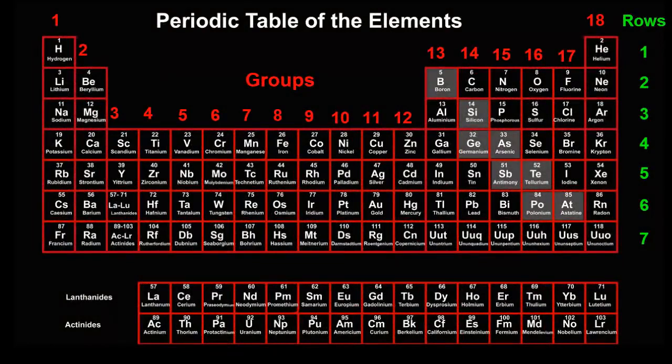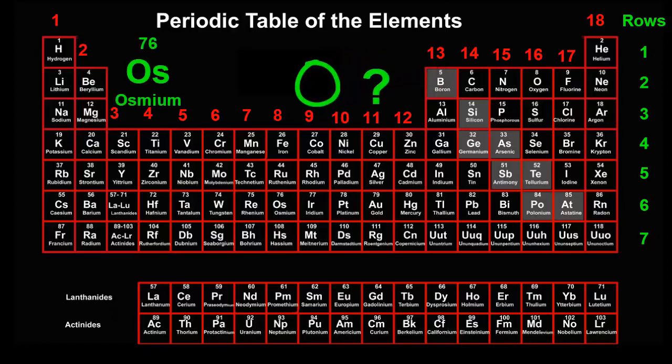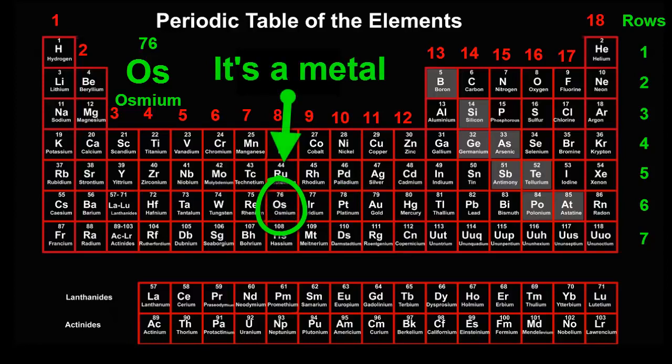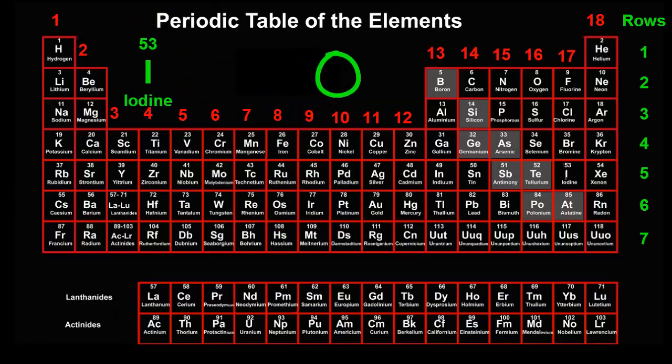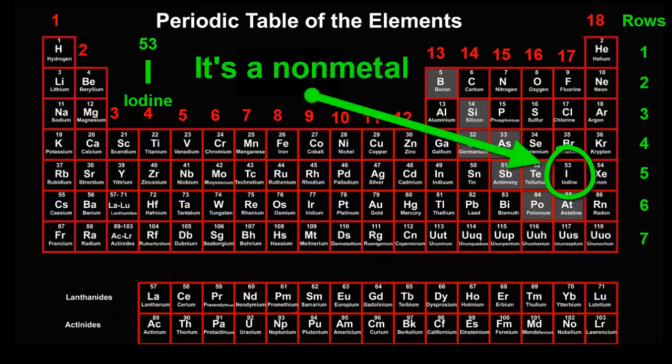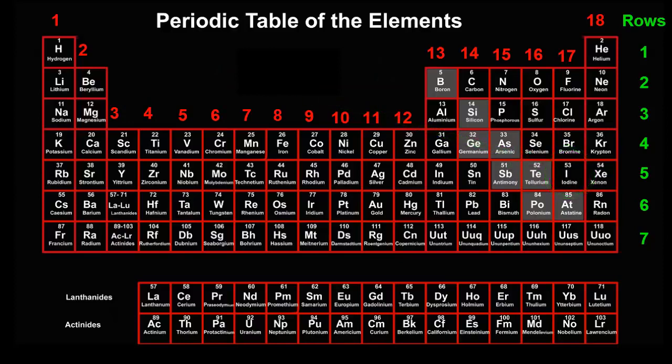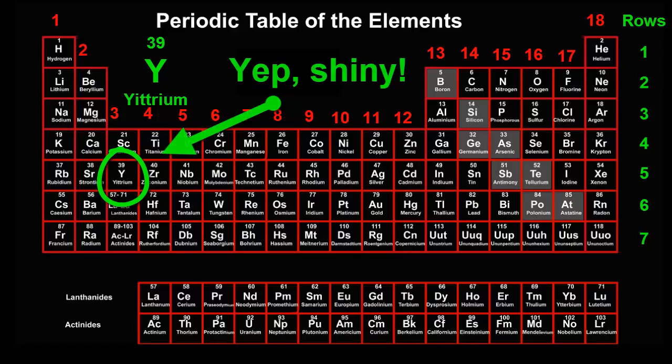Let's use the periodic table to predict whether an element would be a metal or a non-metal. How about osmium, atomic number 76? Osmium is to the left of the diagonal grey band, so it should be a metal. How about iodine? That's to the right of the diagonal line, so it's a non-metal. Let's try something trickier. Do you reckon yttrium, atomic number 39, would be shiny? It's to the left of the diagonal line, so it's a metal. So it's probably shiny.